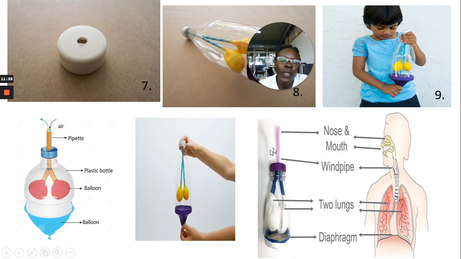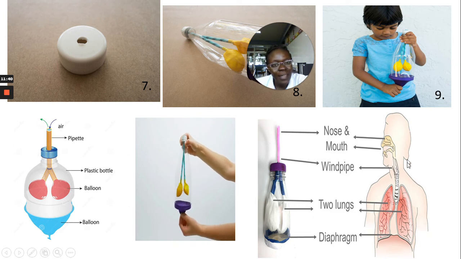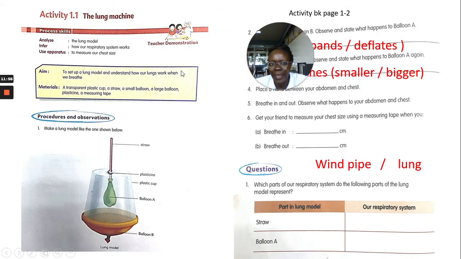So when you compare the lung model and the real respiratory system, this is the nose and the mouth. Then we have the windpipe, which is the straw. Then we have the two lungs, and these are the two balloons. Then we have the diaphragm, which is the bigger balloon. So that is how a lung model looks. Now in your activity book, pages 1 and 2, you will see a lung model, okay.